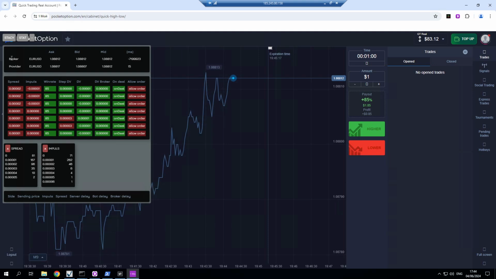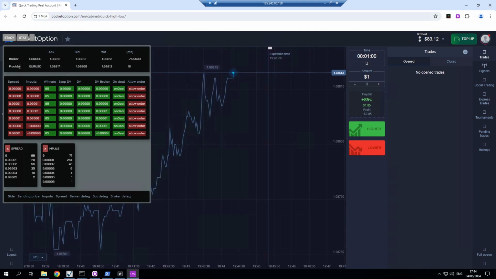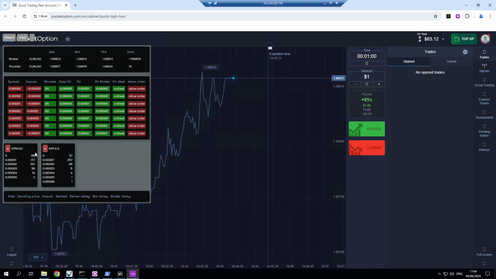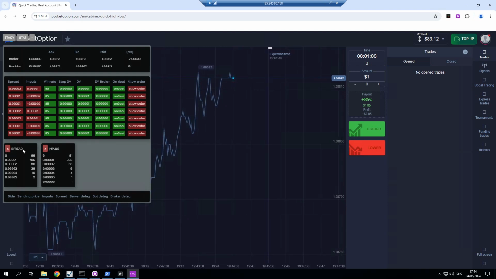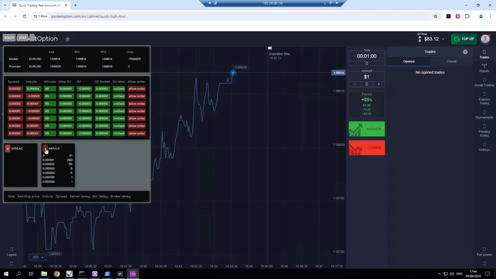Here at the top, I have already told you that this shows the quote of the binary broker and the quote of the leading provider. Here at the bottom, we show what kind of spreads occur and what kind of impulses occur, that is, spreads and momentum.